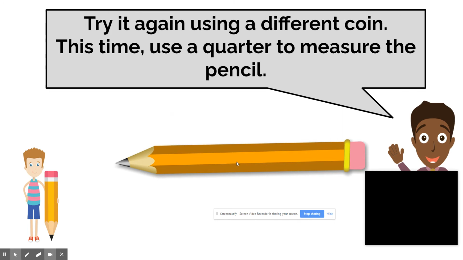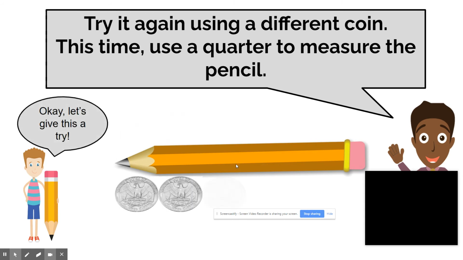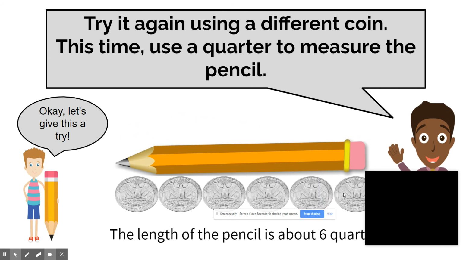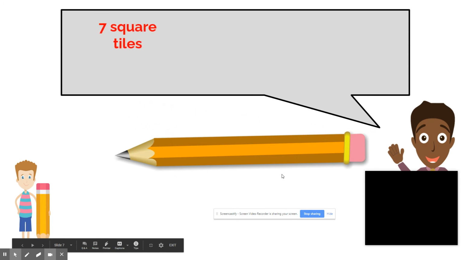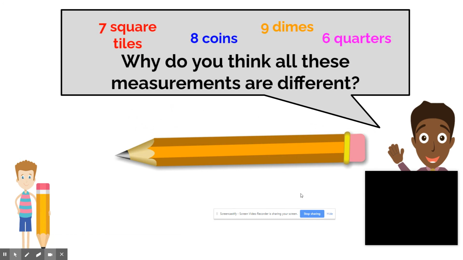So if we use a different coin, like maybe a quarter. Last time we got 9 because it was dimes, but now if we're using a quarter, it's much larger. And notice it is about 6 quarters because it goes a little bit beyond the end of our pencil here. So there's an example of the importance of using those words so we can be very clear when listing our measurements. So we have things like square tiles, 8 coins, dimes, quarters.